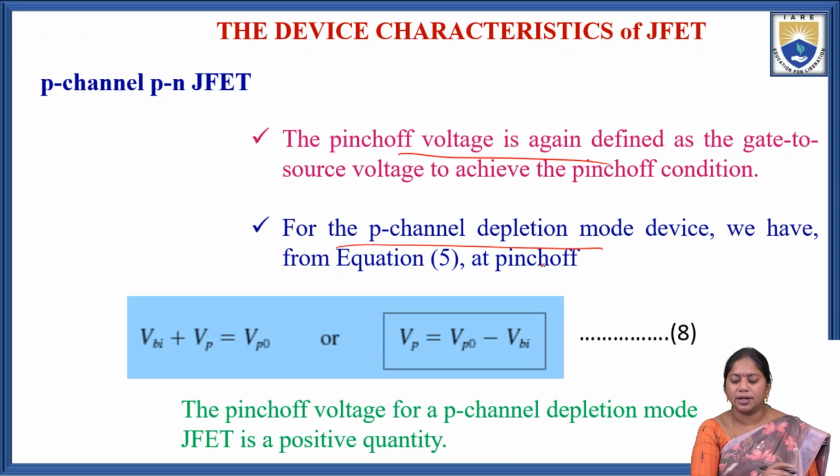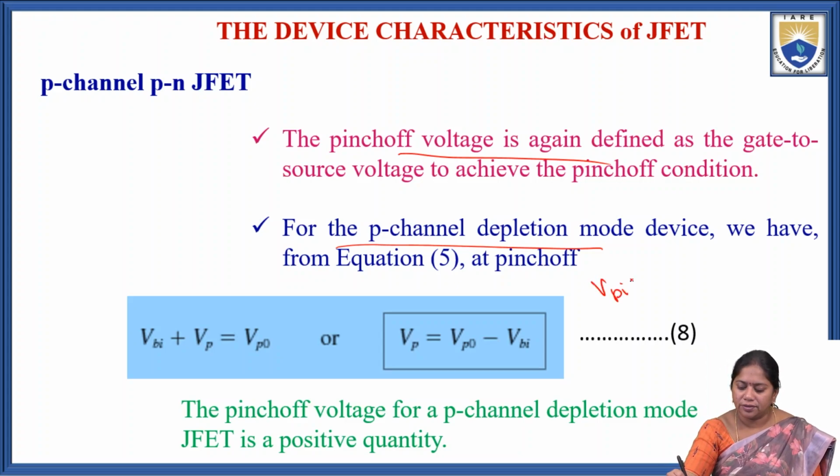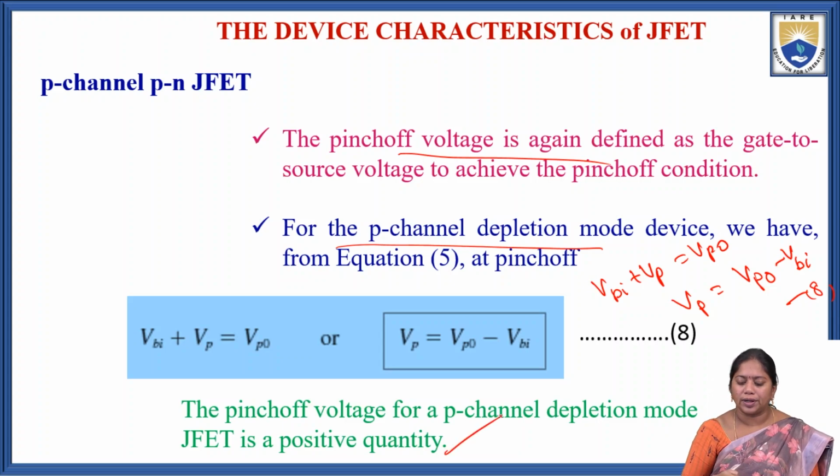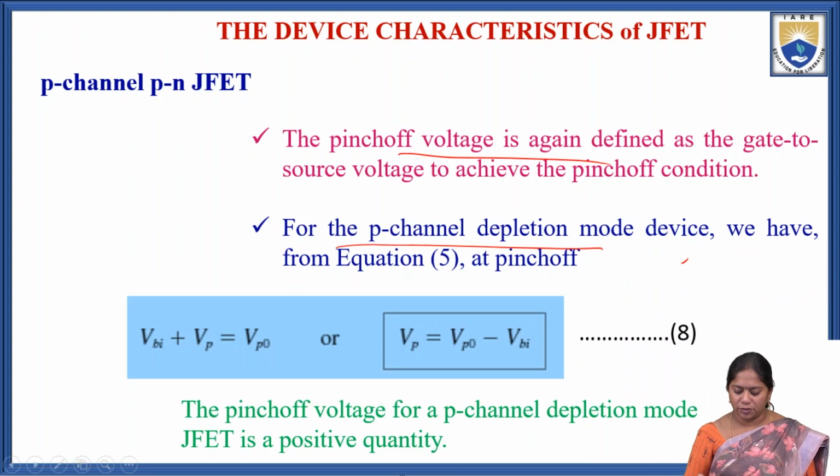So from the P channel depletion mode devices we have equation 5. So at pinch-off, Vbi plus Vp equal to Vp0, or Vp equal to Vp0 minus Vbi, that is equation 8. So the pinch-off voltage for a P channel depletion mode JFET is a positive quantity.